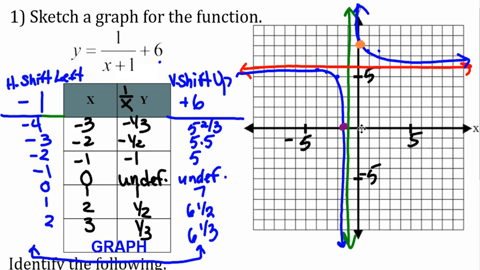Our asymptote vertically normally was at 0. If we move it to the left 1, here we have our vertical asymptote. And then our horizontal asymptote here at y equals 0, if we moved everything up 6 units, would also shift up 6 units as well.